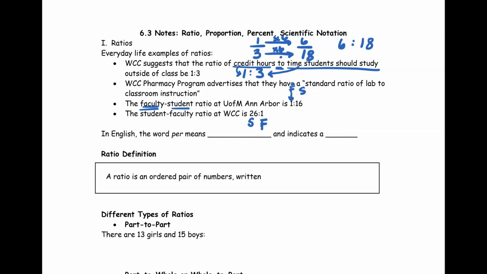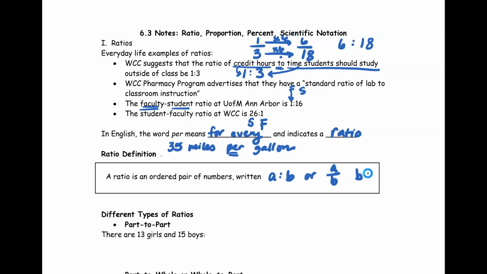In English, the word "per" means "for every," and it indicates a ratio. For example, when you see 35 miles per gallon of gas, you can drive 35 miles for every gallon of gas. And a ratio is just an ordered pair of numbers that you can write like A colon B, or you can write it as a fraction, A over B.